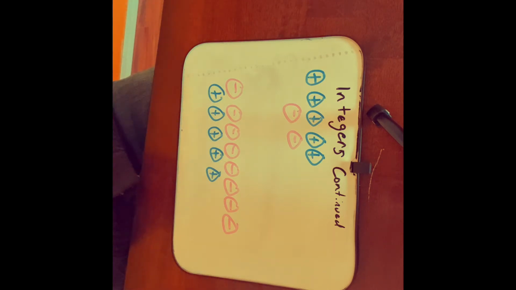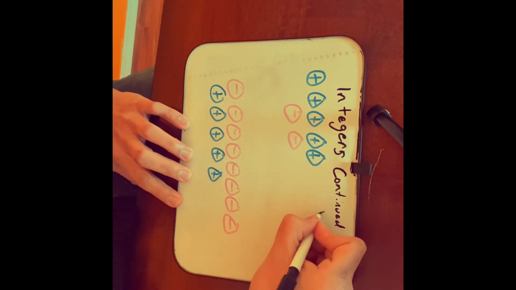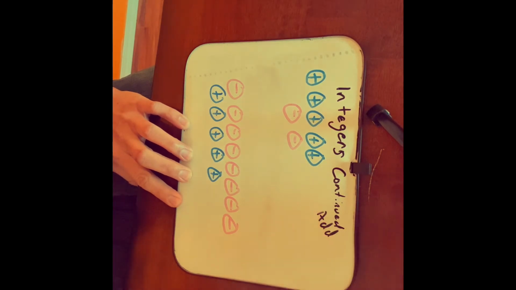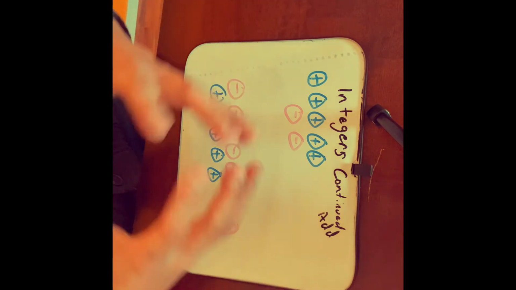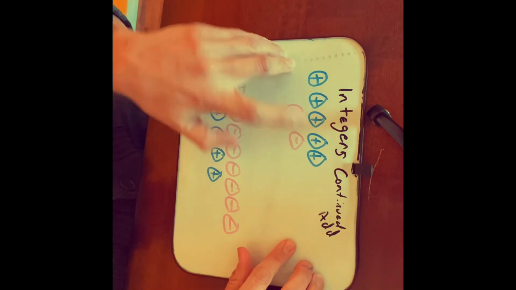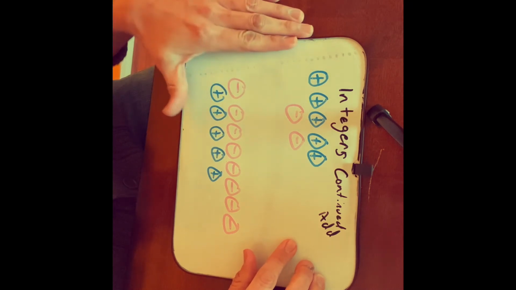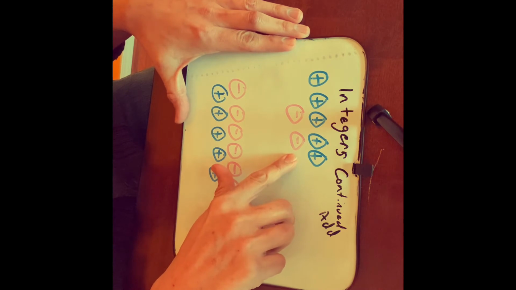So these are addition, all right? Today we're going to be looking at adding and subtracting, but this is addition right here. If we're adding, what we're doing is taking two pieces and putting them together, right? In this case, we have 1, 2, 3, 4, 5 blue, which is 5 positive. And we're adding 2 red, which is -2.